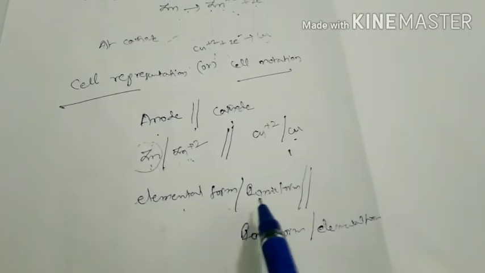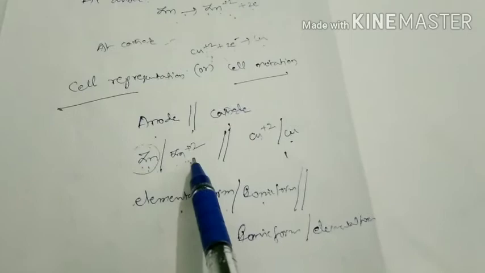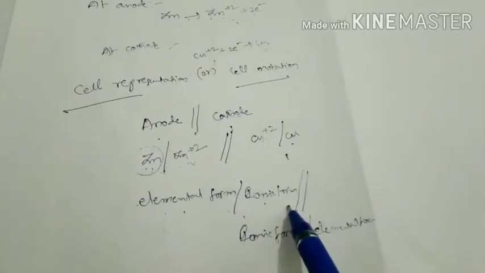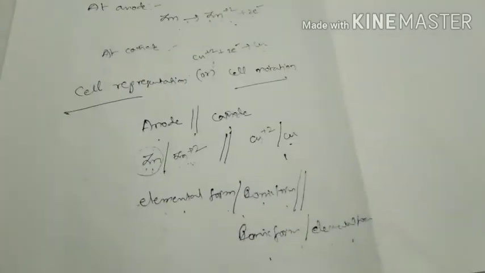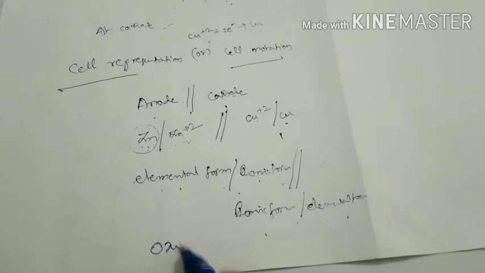First is elemental form slash ionic form. That means at anode we should write like this. Double slash, what does this double slash indicate? Salt bridge. But at cathode, reverse. First write ionic form slash elemental form. Next, first we should write the oxidation part. This is nothing but oxidation.